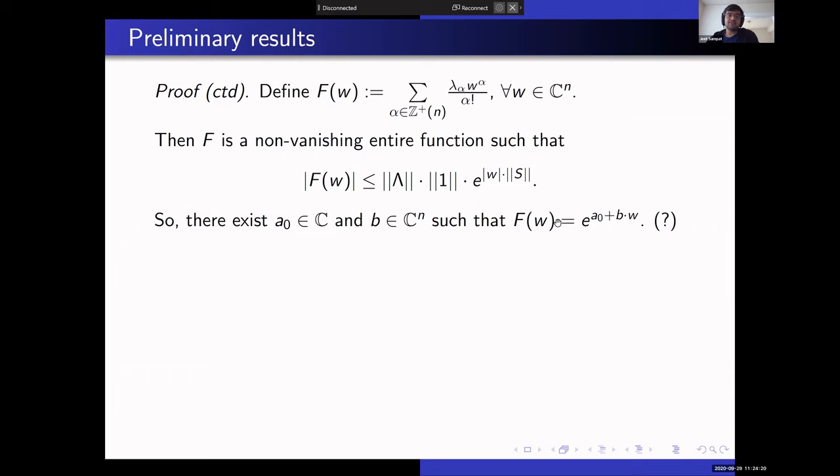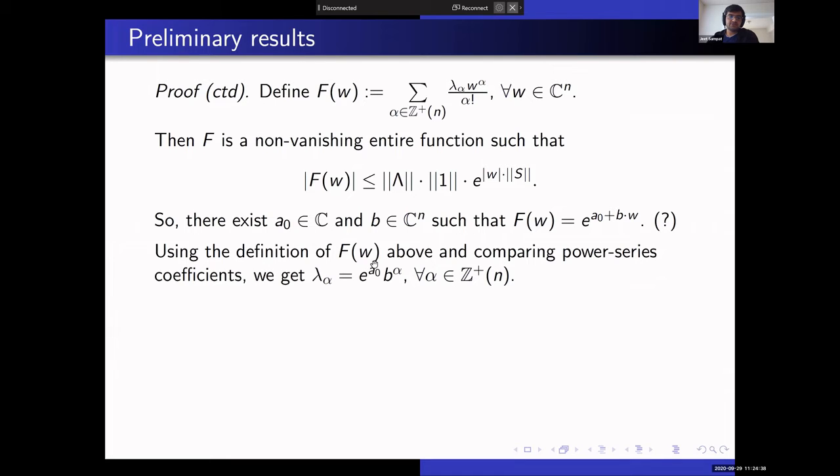And this only works when you have a non-vanishing entire function. In the one variable case, it works without the non-vanishing condition, but it doesn't work when n is greater than 1. Non-vanishing entire functions in more than one variable are kind of easier to deal with.